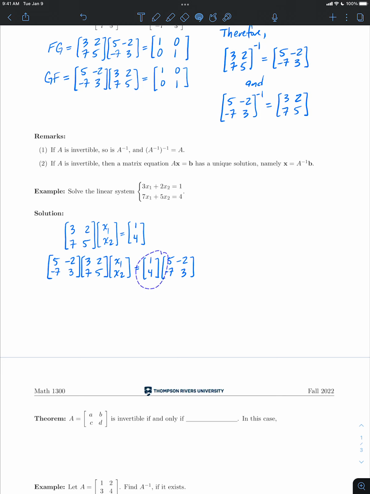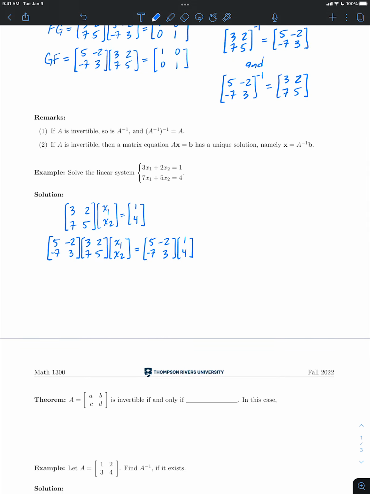This is a 2 by 1, and this is a 2 by 2. So you can write out the dimension diagram. You'll see that these two matrices cannot even be multiplied in this fashion. But if I put the inverse on the left, then I know it's the same. So if you're multiplying both sides of the equation by a matrix, you have to do it on the same side of both sides of the equation. So in this case, we did it on the left.